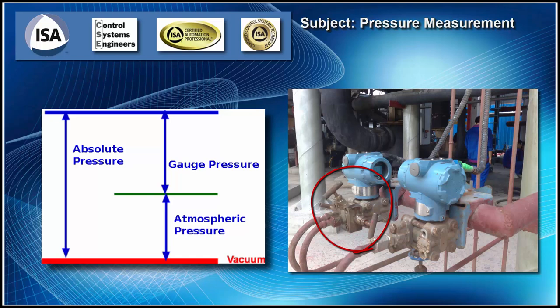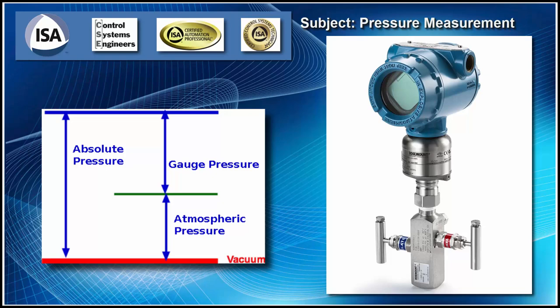What you're looking at here is called a biplanar. If the tubes go into the transmitter in a horizontal fashion, this is called biplanar. If the tubes come into the bottom and come through the bottom, this is called coplanar. Okay?